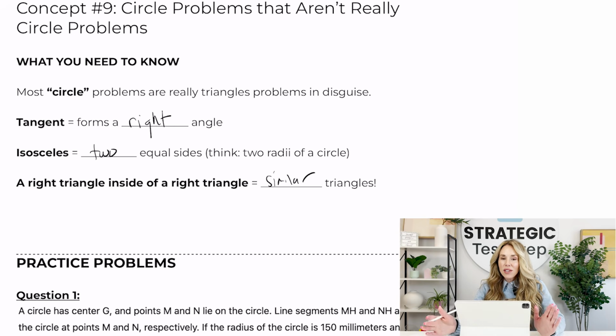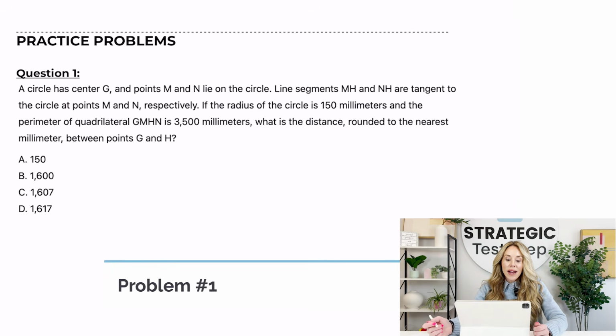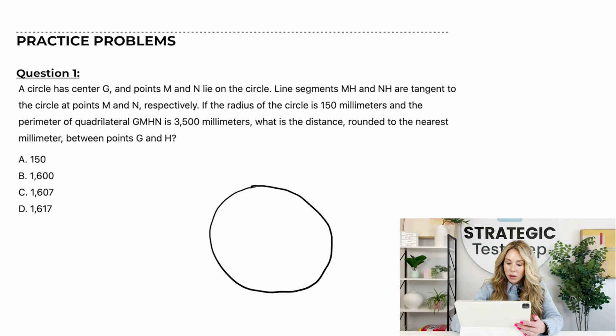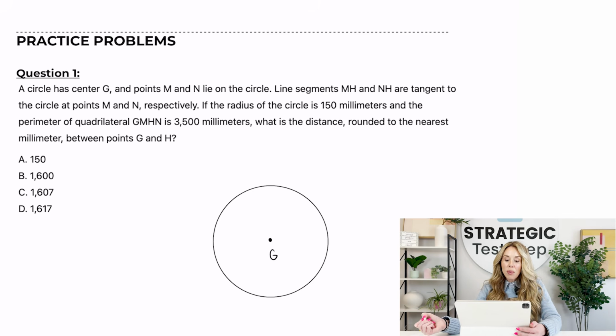All right, let's look at these 3 different scenarios. We're going to start with practice problem 1. With this one, they don't give you a picture. The first thing you're going to want to do is draw a picture. So it says a circle has center G. So let's draw a circle. And then we've got center G. And then it says points M and N lie on the circle. Well, we don't know where they lie, so I'm just going to guess and draw one here, and I'll draw one here.